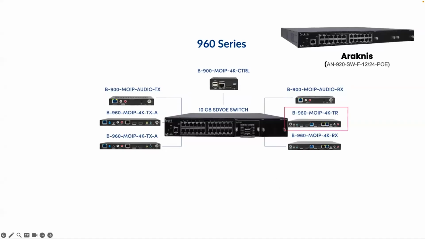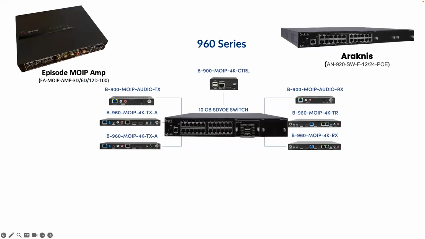And then new to the 960 series is the transceiver. This is an exciting addition, and we're going to get into more about the transceiver in a couple of minutes. We'll also talk about the 960 series receivers and transmitters in just a moment. And then another exciting piece of the 960 series is that it runs on the 10 gig switch, and it's recommended to pair with our Arachnus 920 layer 3 PoE++ switch. It also supports layer 2.